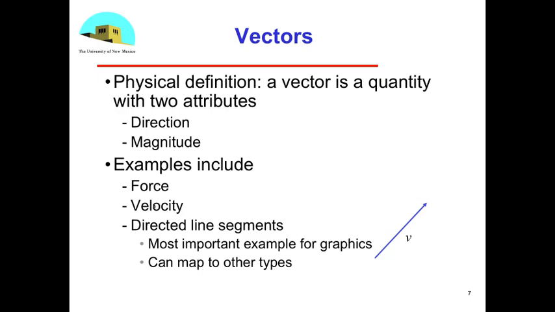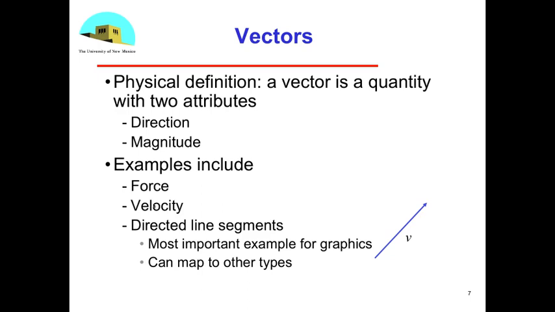Forces are another example. You have a force which has a magnitude, but it also is in a certain direction. Now, the most important one that we're worried about, which obeys exactly the same definition, is a directed line segment. A line segment is a piece of a line. A line is an infinite thing in both directions. A line segment is just a piece of it between 2 points.